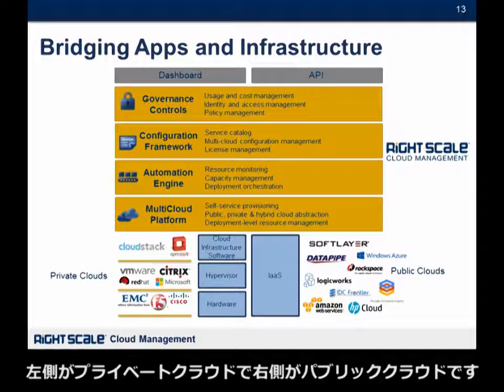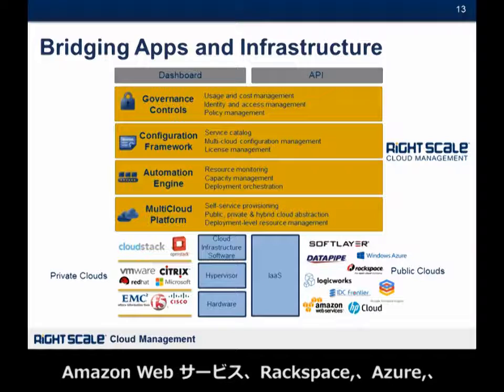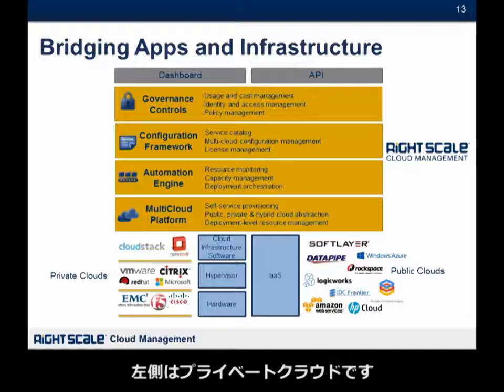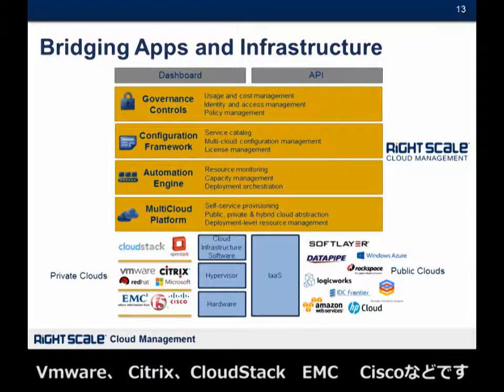On the left side, you see private clouds. On the right side, you see public clouds. And in public clouds, you see Amazon Web Services, Rackspace, Azure, HP Cloud, DataPipe, et cetera. And on the left side, you see all the private cloud options. So VMware, Citrix, CloudStack, EMC, Cisco, et cetera, et cetera.